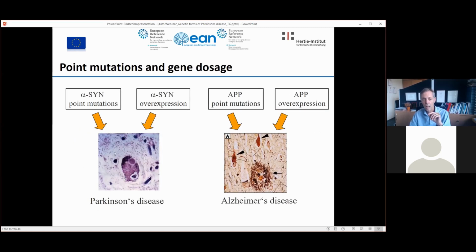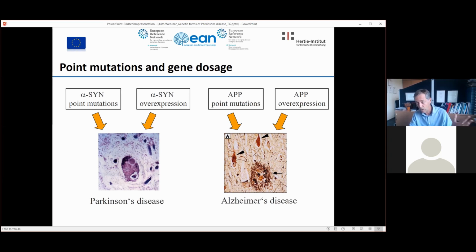So for the alpha-synuclein, the situation is actually very similar to Alzheimer's disease, that alpha-synuclein point mutations and alpha-synuclein overexpression lead to protein aggregation and to Parkinson's disease. Very similar in Alzheimer's disease, where rare mutations in the APP gene and the overexpression of the APP gene, which is found in trisomy 21, for example, cause Alzheimer's changes. So for a very small segment of patients, those with point mutations, those with overexpression due to duplication, the story seems to be solved. The problem is that's only a very, very small percentage of patients.